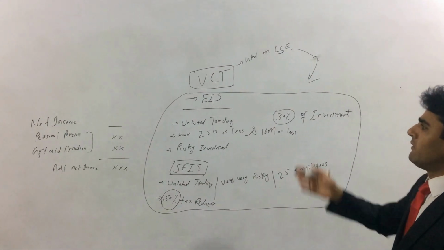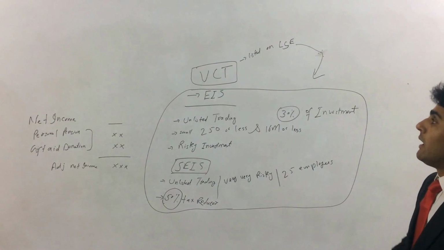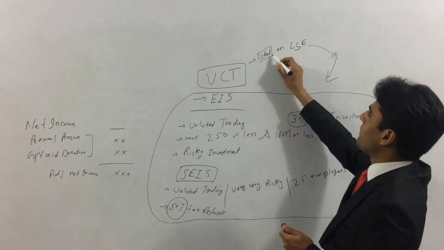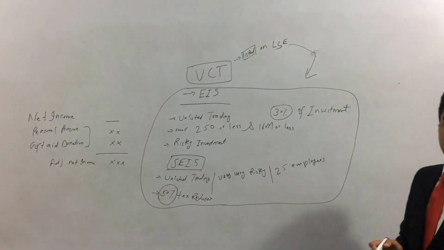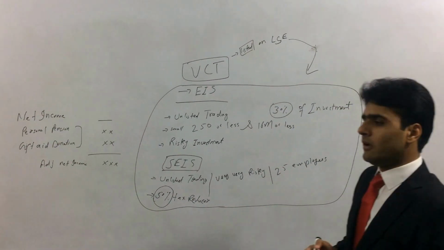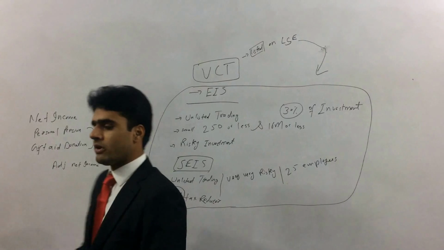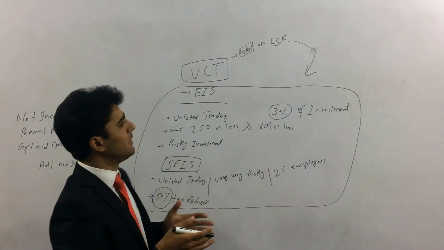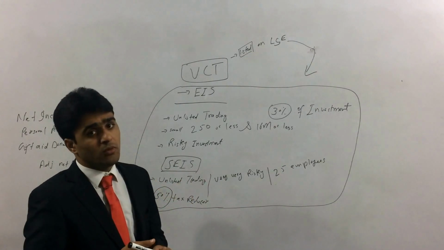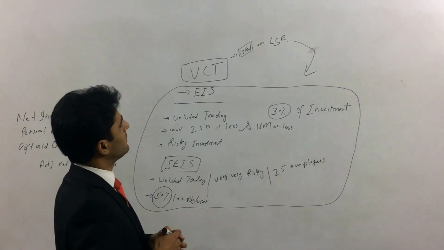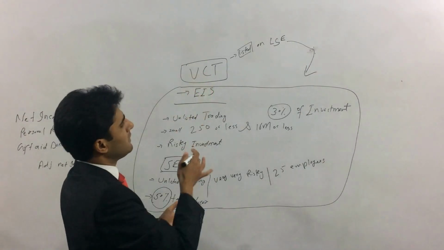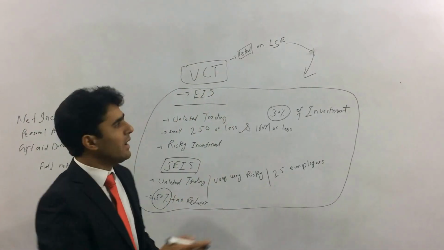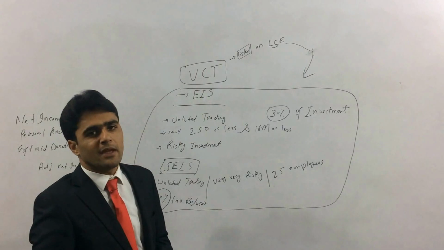So what is the benefit if I invest in this company? One benefit is that this is a listed company. So what does listed mean? Listed means it is listed on London Stock Exchange or a recognized stock exchange. So it means that your investment is safer than in these two. But hang on, why is it safer? Because this company, VCT, is eventually going to invest in these two companies anyway. So why is this one safer?